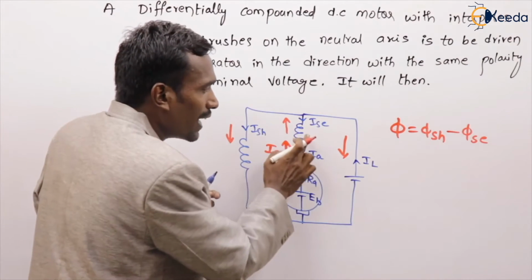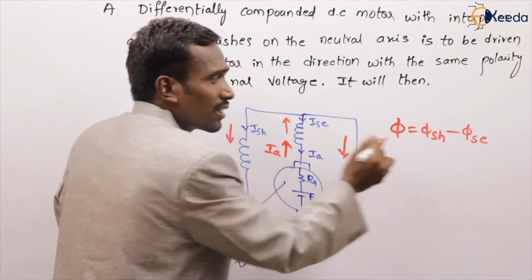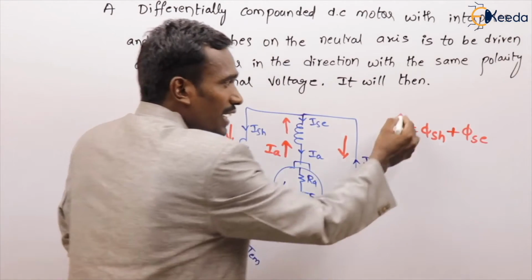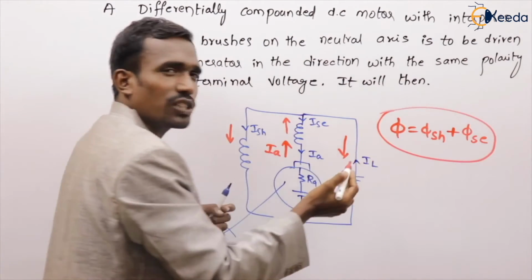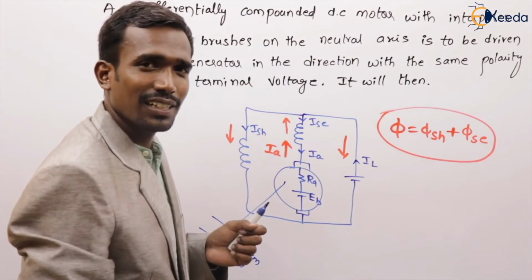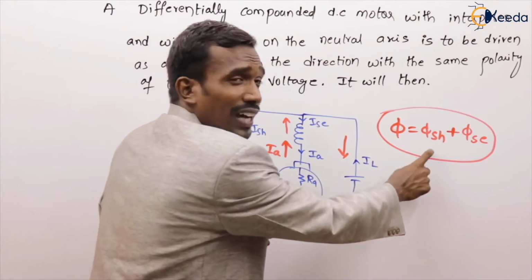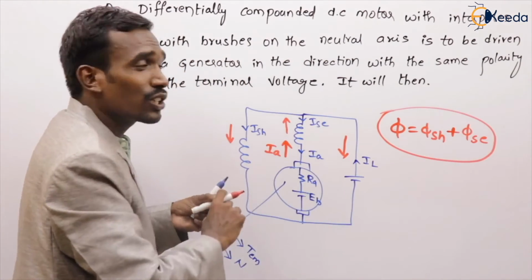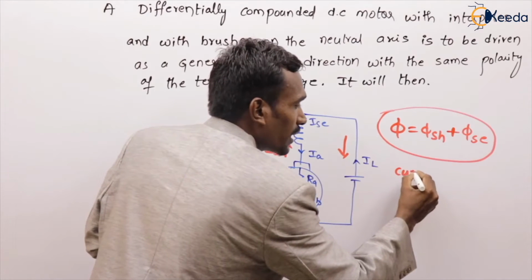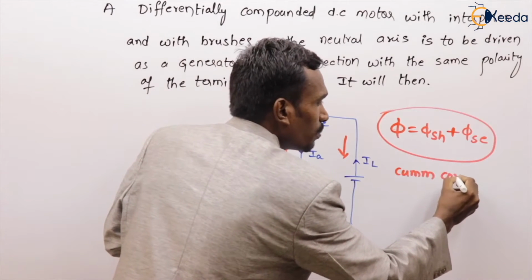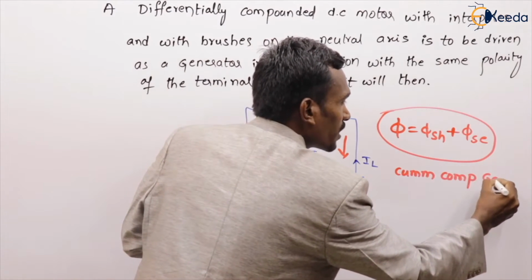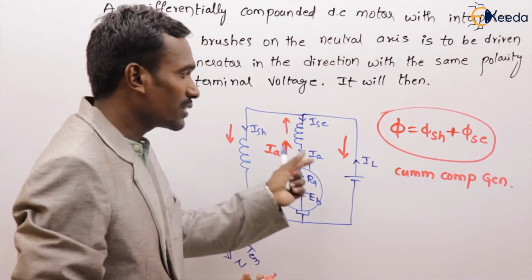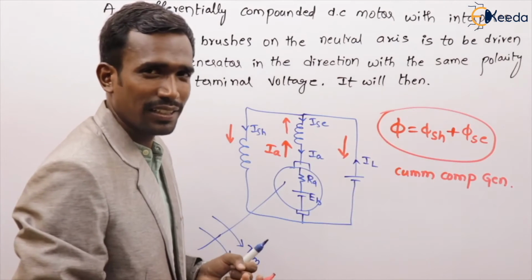See here, when phi SE changes, this minus comes to plus. Now see here, phi is equal to phi SH plus phi SE. This is the flux for cumulative, right? That's why this is now a cumulative compound generator.